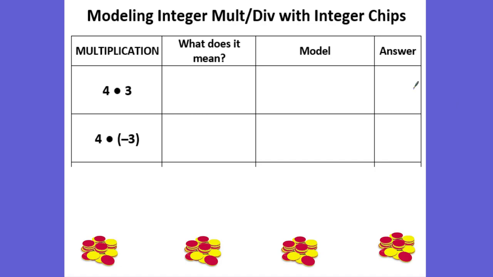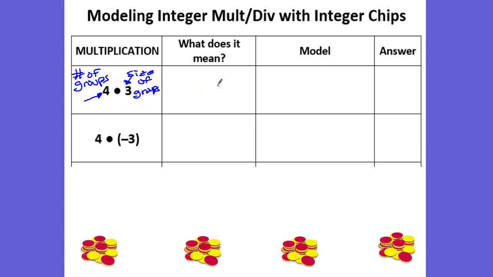Our first problem is 4 times 3. Yes, we all know 4 times 3 equals 12, but the purpose is to be able to model this problem using the integer chips. So first we need to think about what it really means. You probably recall from elementary school that multiplication was repeated addition, and that you had groups of numbers. Our first number refers to the number of groups, so the 4 is the number of groups. We need 4 groups, and the size of each group is going to be 3. In each group we want 3 positives.